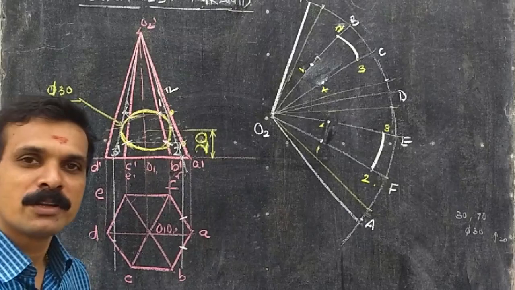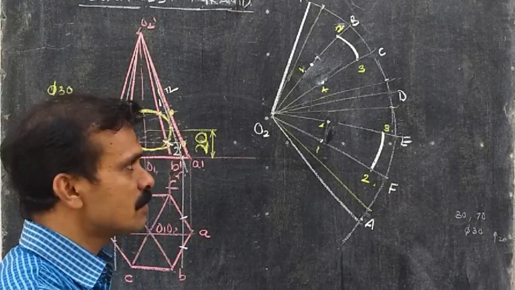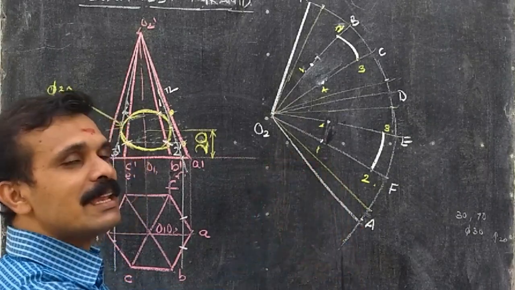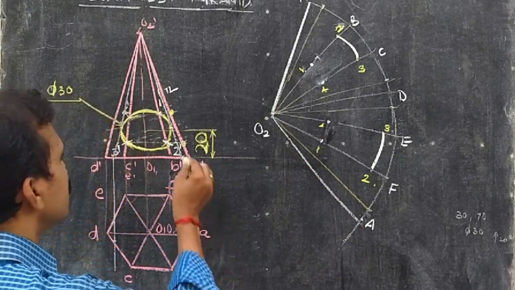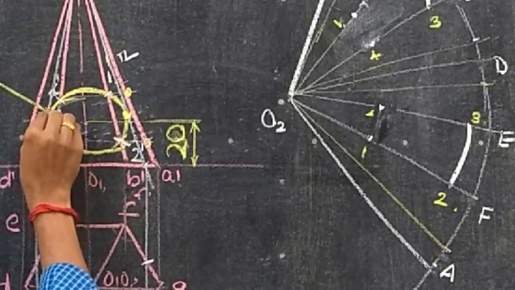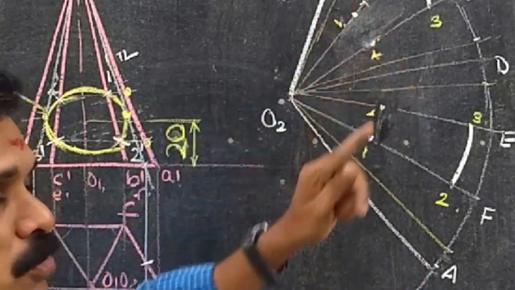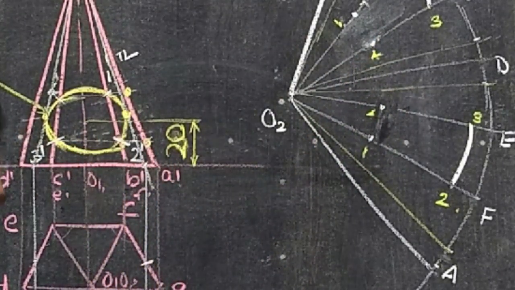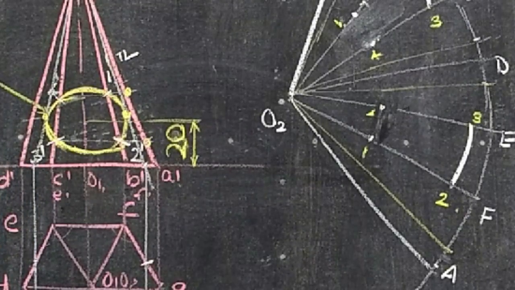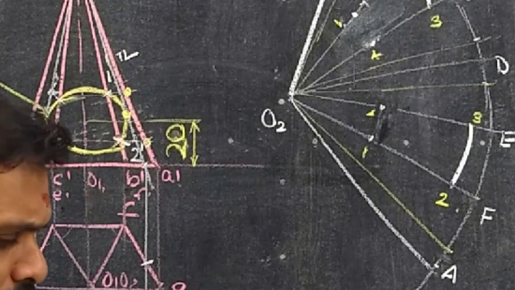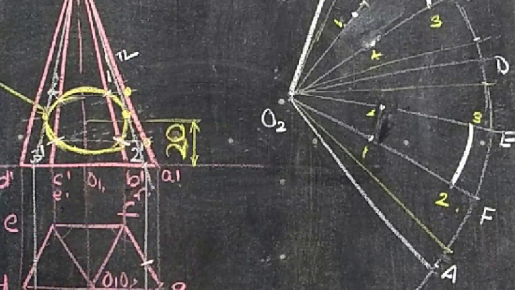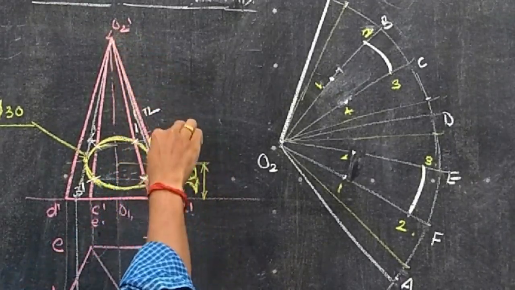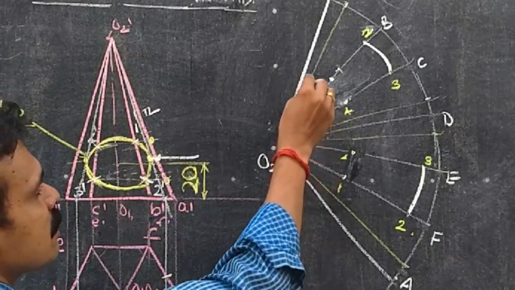We have obtained 2 new, not generators, 2 new lines corresponding to the line here. On that line, we can obtain this point. In the development, on the 2 new lines, we can mark this point. How can we mark those points? The same method, the previous method. Transfer this point to the true length line. So we have obtained a new distance. Mark that distance in the new line.